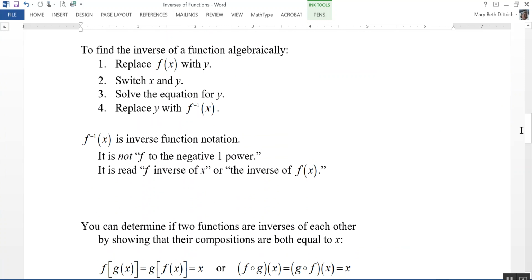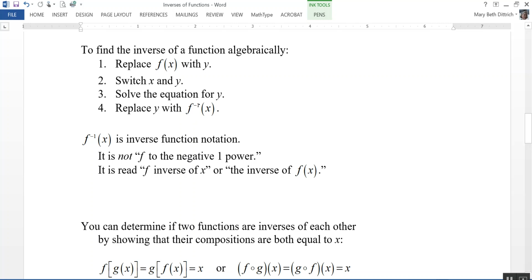To do it algebraically, here's what you would do. We're going to start by replacing f of x with y. Switch the x and the y in the equation. Solve the equation for y, so isolate y, and then replace y with this notation right here. So it looks like it's f to the negative 1 power of x, but it isn't. This is actually inverse function notation. It's read f inverse of x or the inverse of f of x.